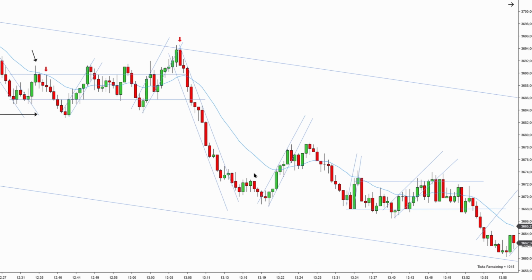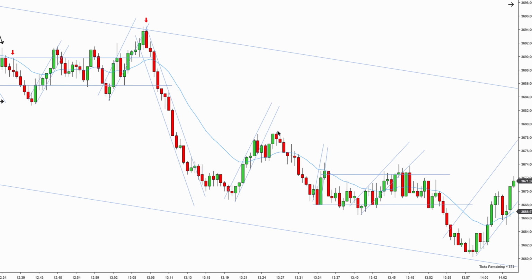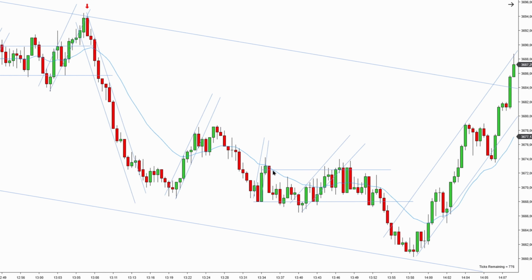Strong move down, break new low, push above the EMA, no real good setup. You have a lower high here, but it's not confirming much. Not the best entry. The second entry long is all the way down here. Then you have a bunch of congestion. There's pretty much no setup.